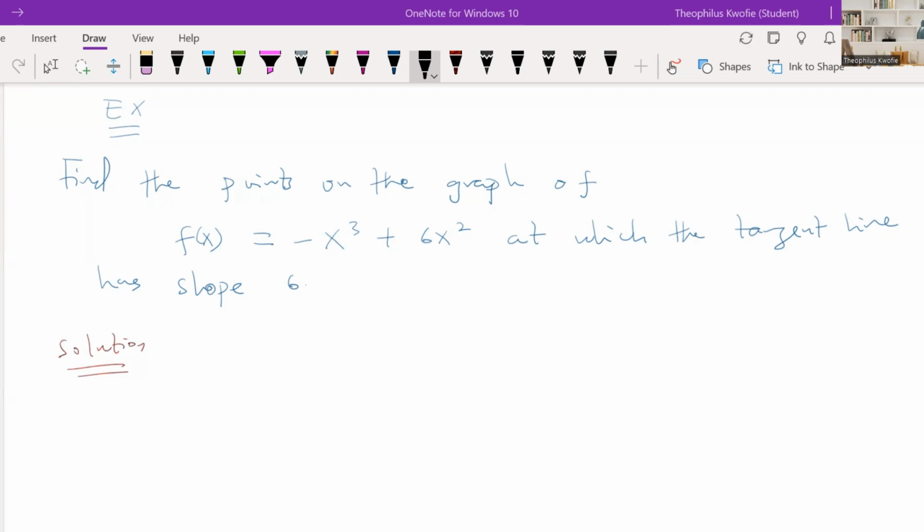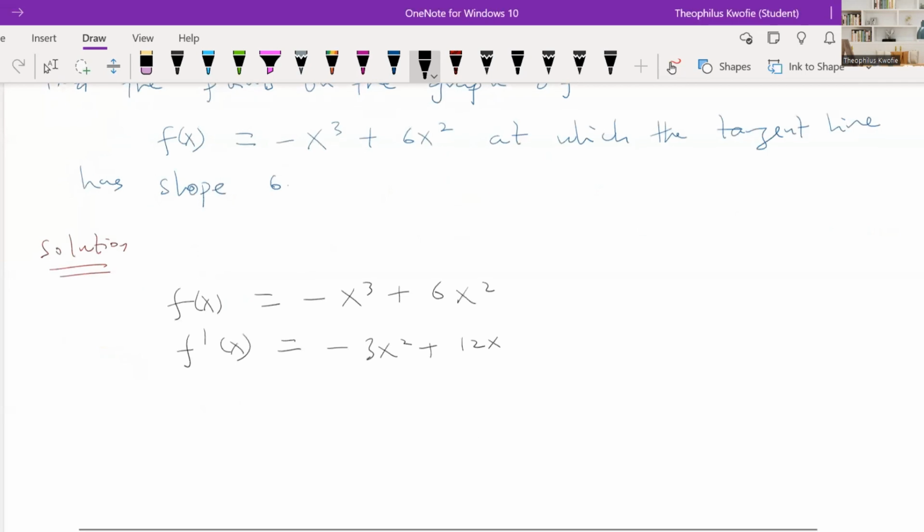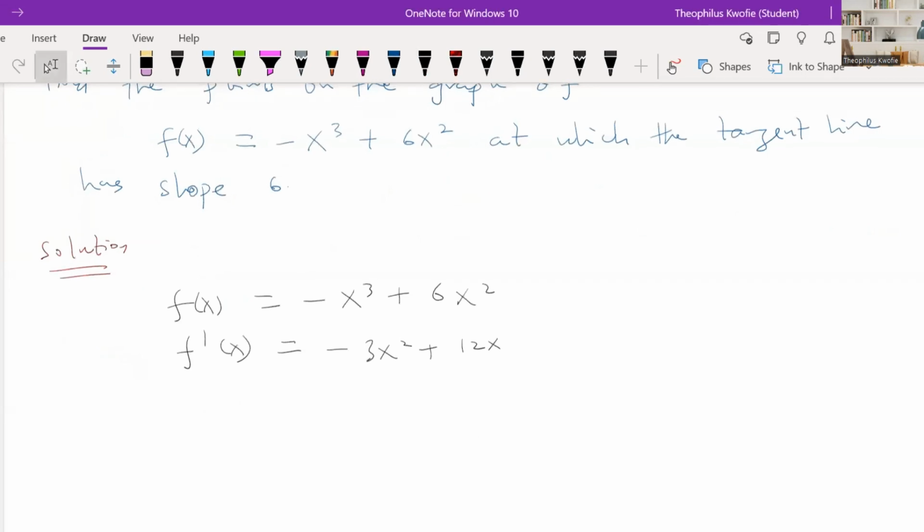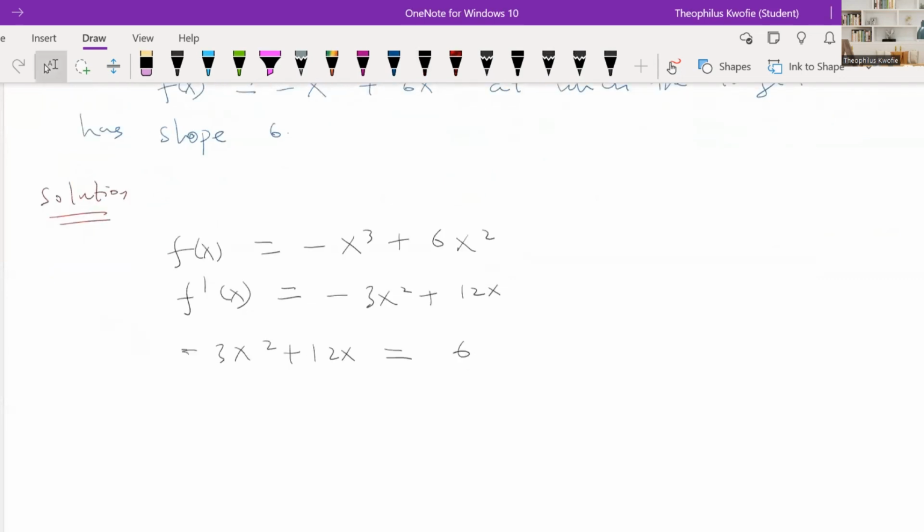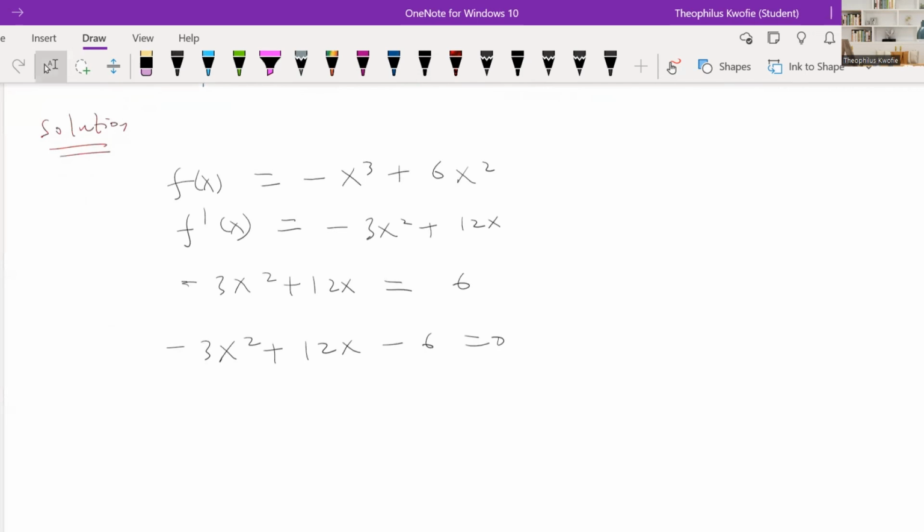And remember that given f of x as this, we claim that its derivative will just be what? This, right? Good. Now, since the slope is 6, remember, this is also the slope. It just means that we have to set this equal to 6. So please take note. So this should be set to 6. All right. So when that is done, we can just bring everything to the left so that we can just solve the problem.